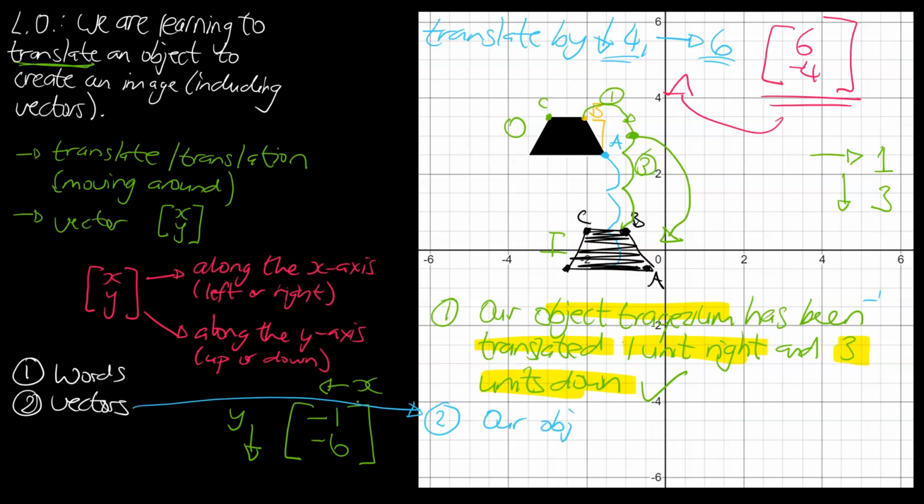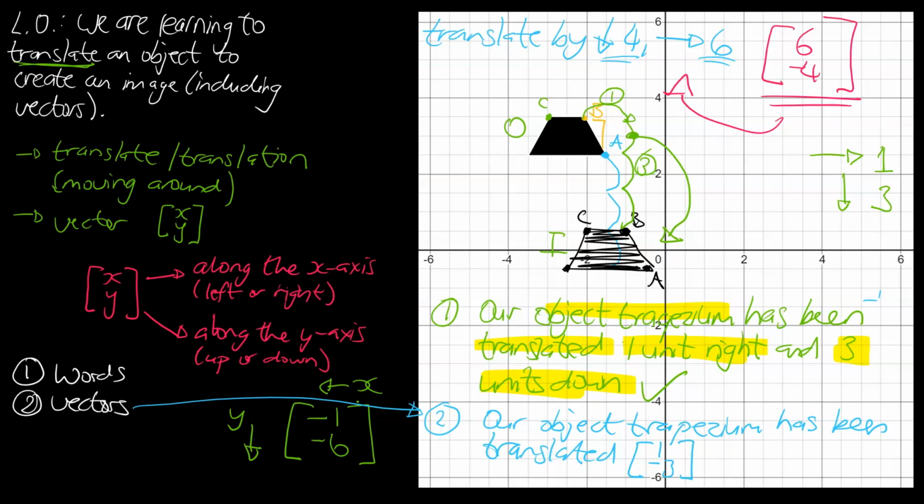So our object trapezium has been translated, and then we can put our vector over here as well. So it would be 1, -3.